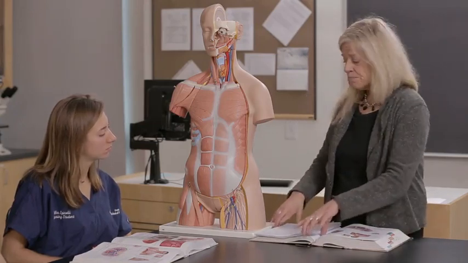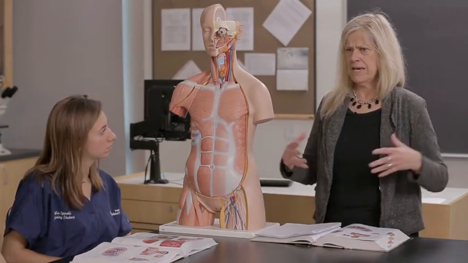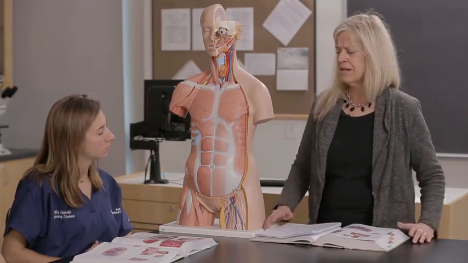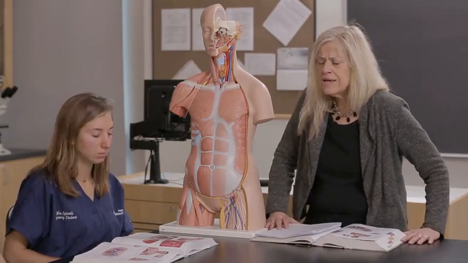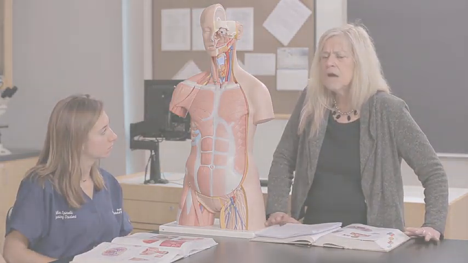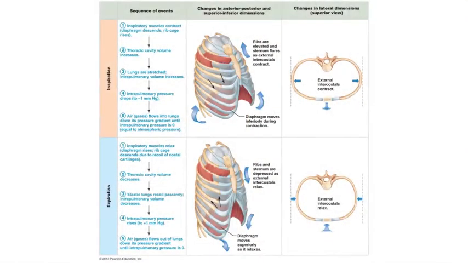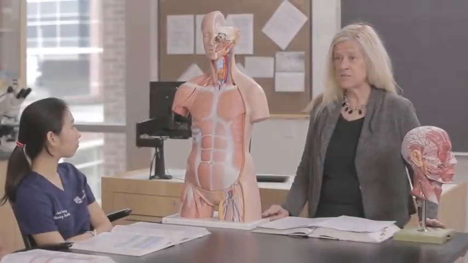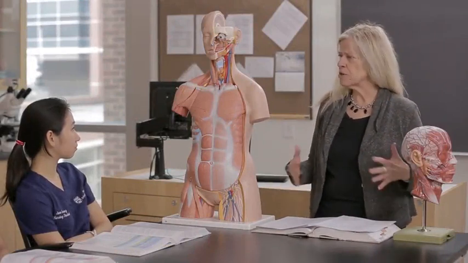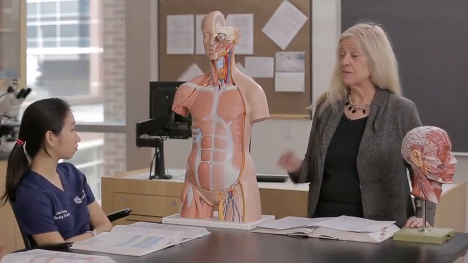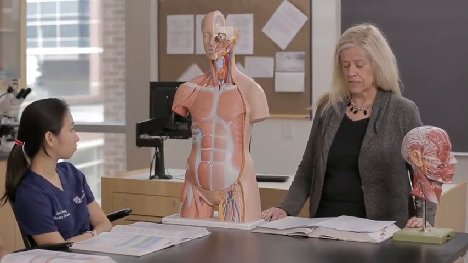Okay? So, how do we actually get this inhalation and exhalation to work? When you think of inhaling, I want you to think of it as being an active process. It involves contraction of muscles, okay? Let's review one more time the muscles of inspiration and expiration and think about what happens during inspiration and expiration that allows us to move air in and out of the lungs.